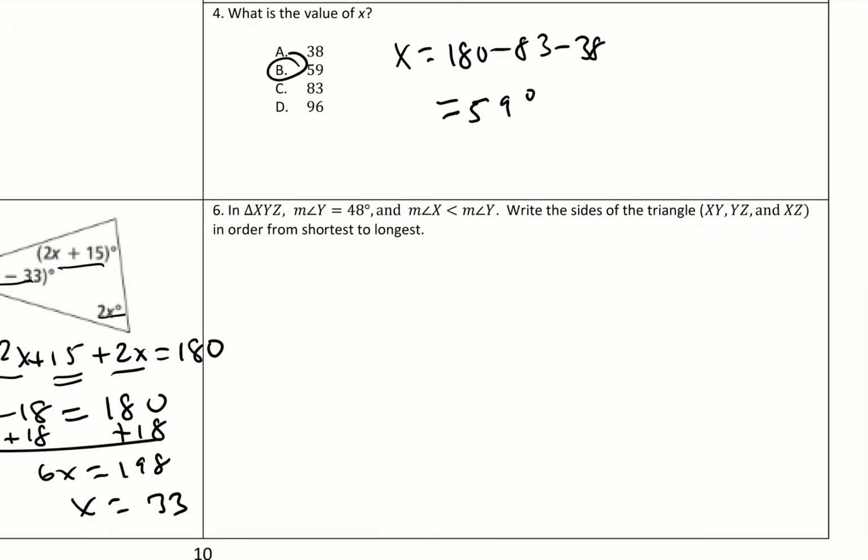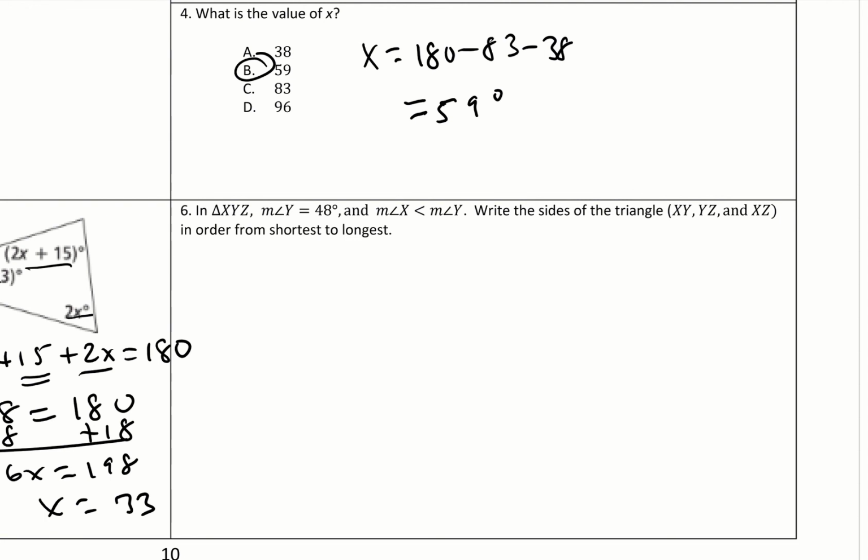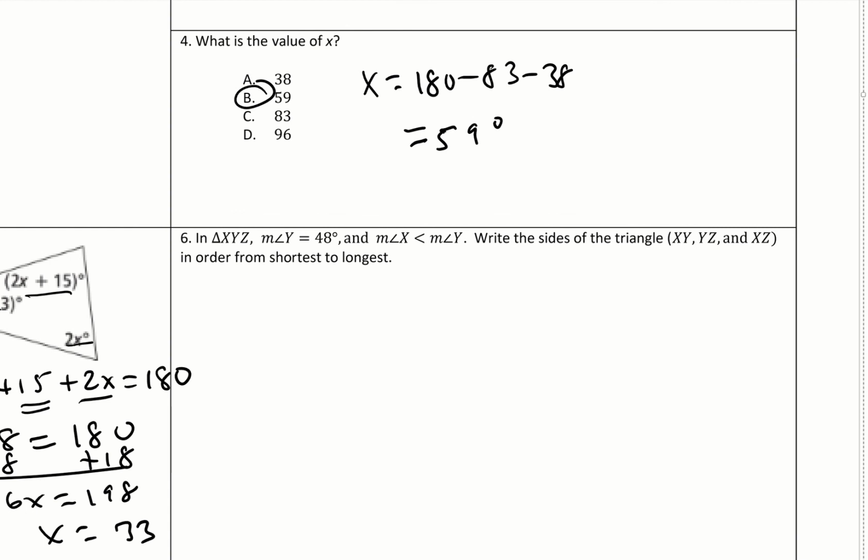All right, so for number 6, in the triangle, angle y is equal to 48 degrees. Angle x is less than angle y. Write the sides of the triangle in order from shortest to longest. So it's easier to draw this. So we're going to draw this real quick.